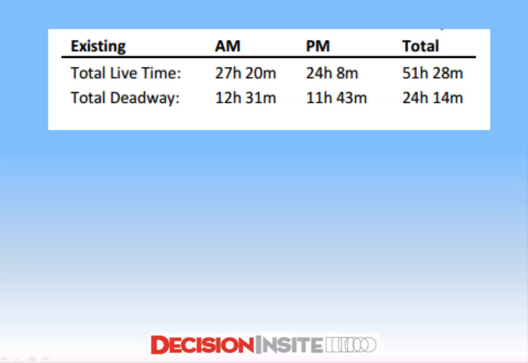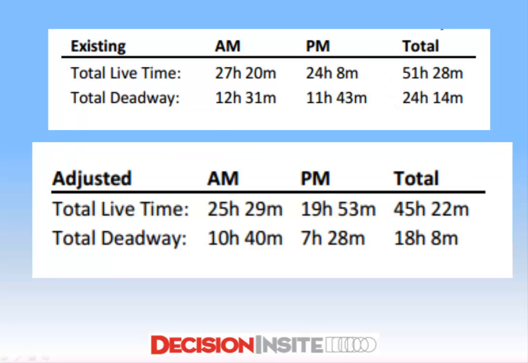The RouteSaver algorithms also intentionally address the reduction in total driver hours, or what we call live time, and the reduction in deadweight time. In this case, we see the existing bus run profile has a total live time of 51 hours and a total deadweight time of 24 hours. By comparison, after making minor adjustments to the starting and ending times of two schools, we see that RouteSaver has reduced total driver hours by 6 and total deadweight hours by 6 as well.